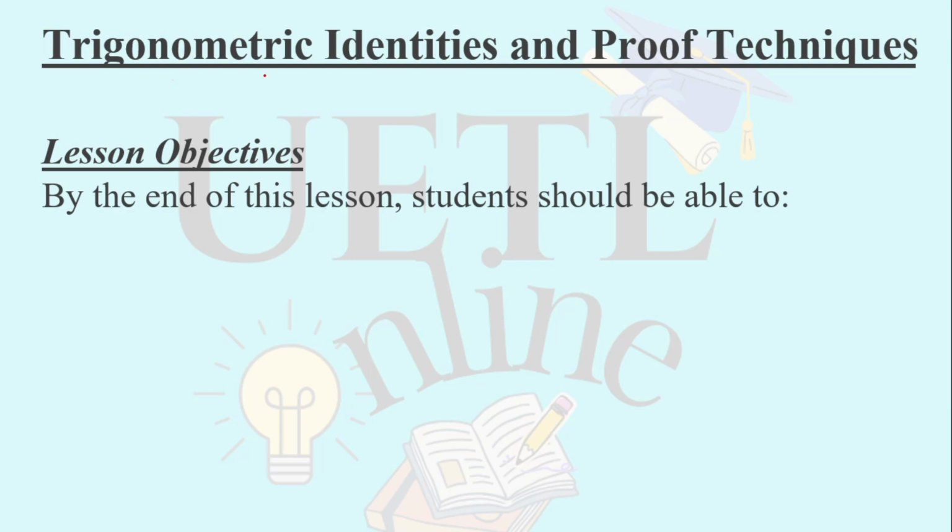Today we are going to take a look at trigonometric identities and proof techniques. Equations usually come to prove identities, and when we are solving trigonometric equations, we will need to prove some identities to simplify the solution. So we are going to look at the proof techniques and their identities.